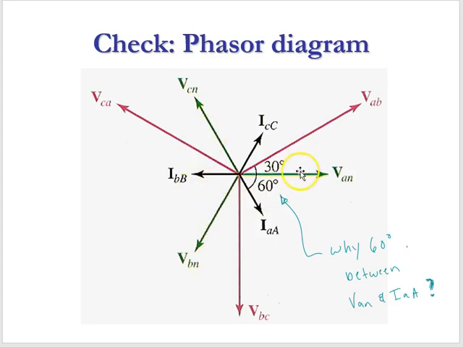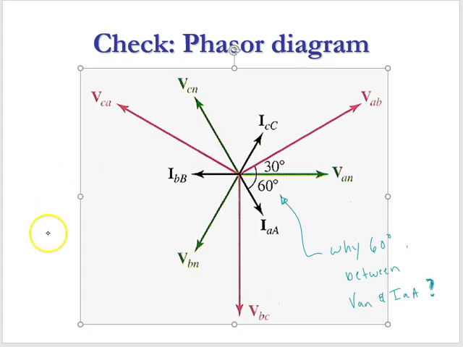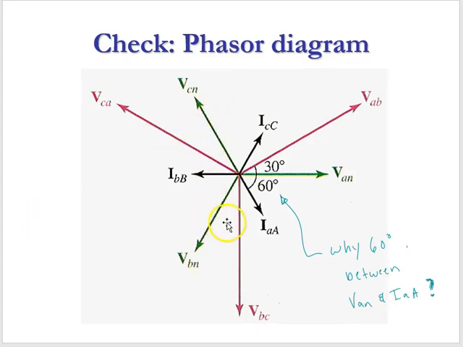If we look at our AB, it's leading AN, as opposed to our BN, which is lagging. Our AB is leading AN by 30 degrees. Our VCA is leading CN by 30 degrees, and again our BC leading BN. So all our line voltages are leading our phase voltages by 30 degrees, and then we can draw in our line currents. Our line currents have this 60 degrees.